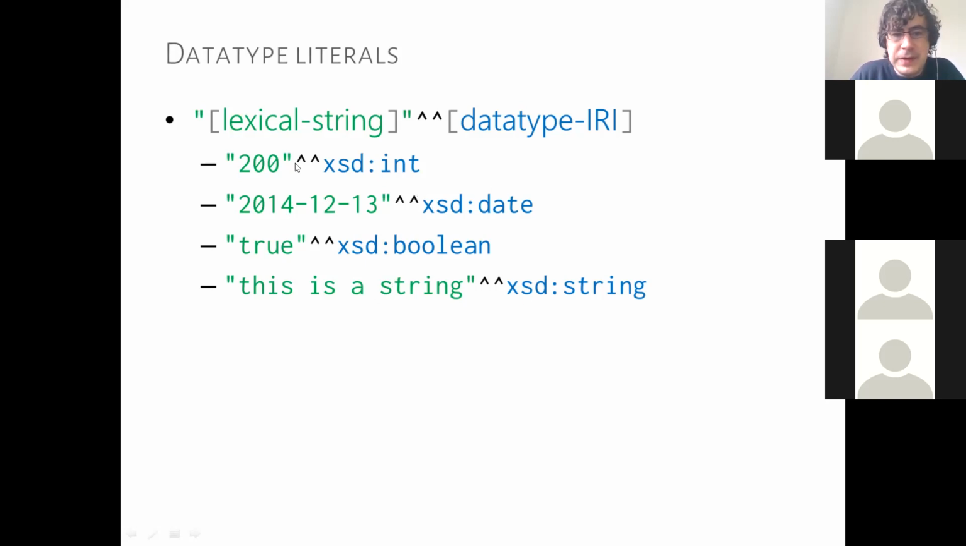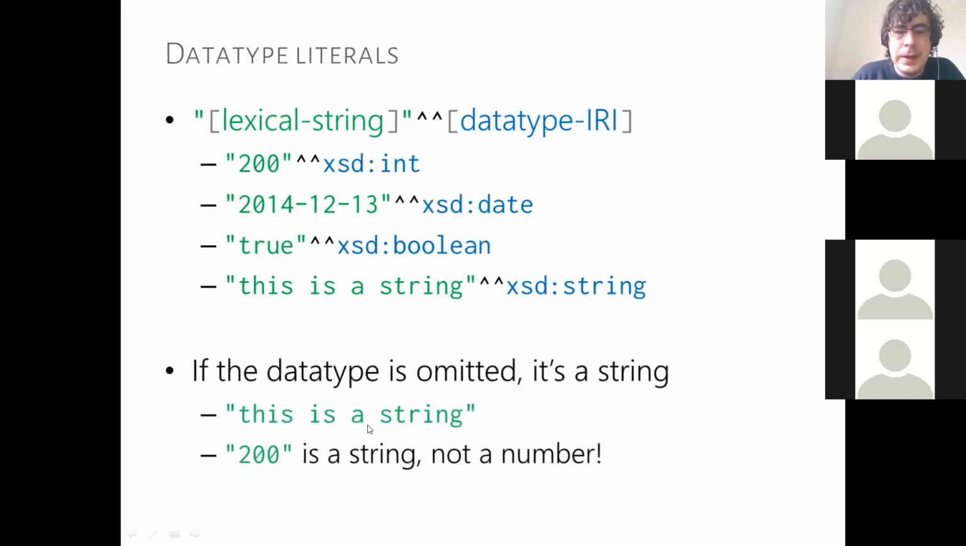So there's an important difference between, for example, 200 int and 200 string. They don't mean the same thing. For example, 99 is less than 100 only if it's a number. If it's a string, then 99 is greater than 100. So for this reason, it's important that we specify the type as well, which tells us how to interpret the lexical string as a value. So if the data type is omitted, which it can be, then it's automatically assumed to be a string by default. So 200 is a string, not a number in that case.